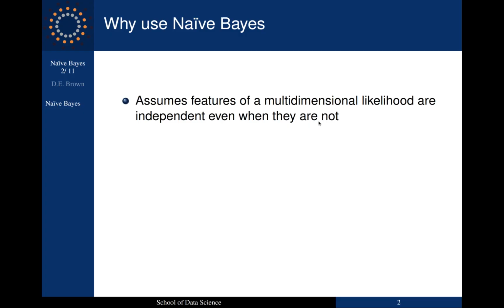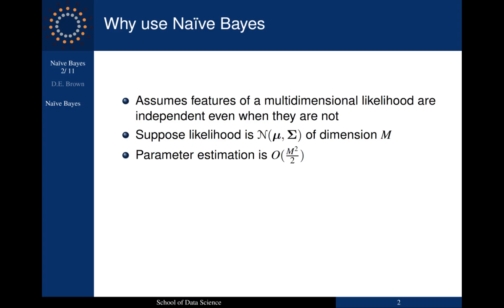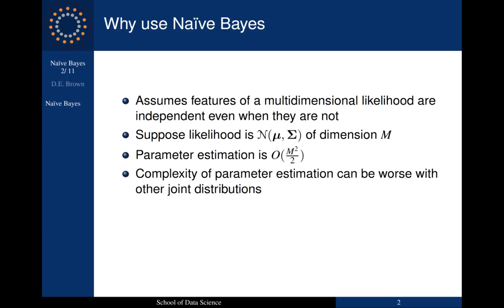It assumes statistical independence among the features, even when it's clear that they're not statistically independent. So, for example, suppose the likelihood is this one that we talked about in our last lecture, a multivariate Gaussian, and it has dimensionality m. And it has these two parameters. It has the mean vector and it has the variance-covariance matrix, both of which need to be estimated. The parameter estimation for this then is of order m squared because of the variance-covariance matrix. That's what's giving us the grief here because there's a lot of parameters to estimate, order m squared of them.